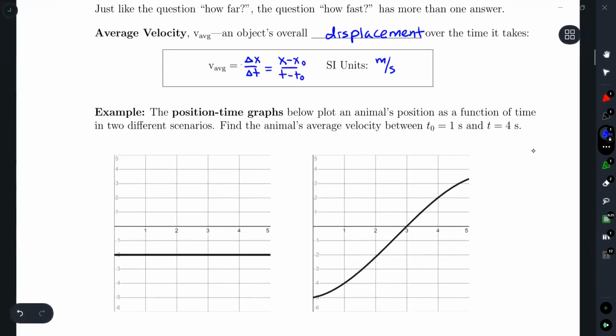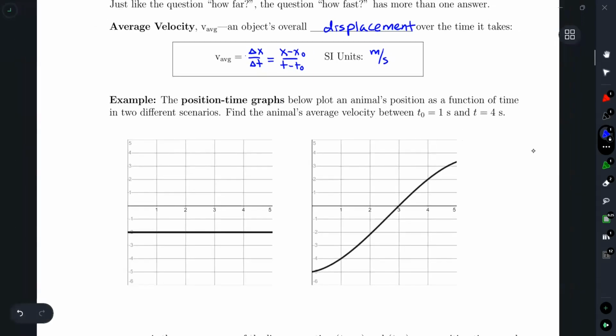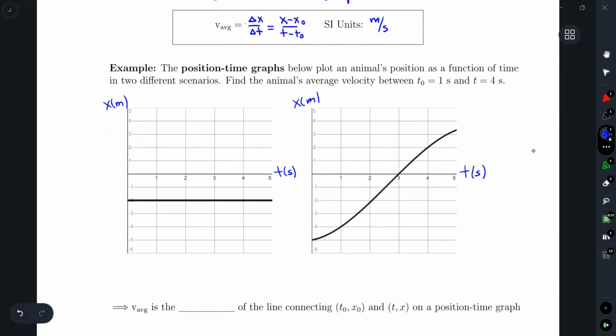Okay, we are going to first talk about it in terms of graphs because that leads us pretty naturally into what we talked about for derivatives. So we call these position time graphs because creatively we've got position on the vertical versus time on the horizontal. So we've got the position of some animal over time. We want to find the average velocity of the animal between 1 second and 4 seconds. So 1 and 4 and 1 and 4.